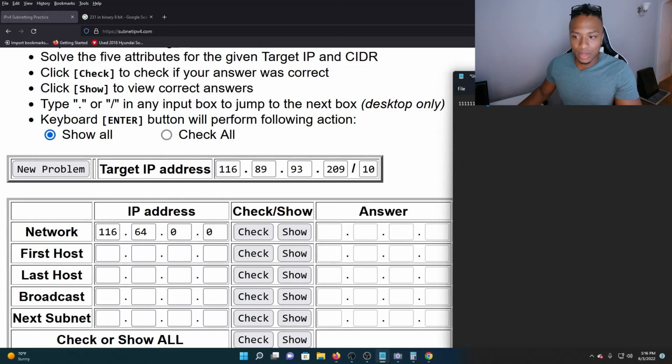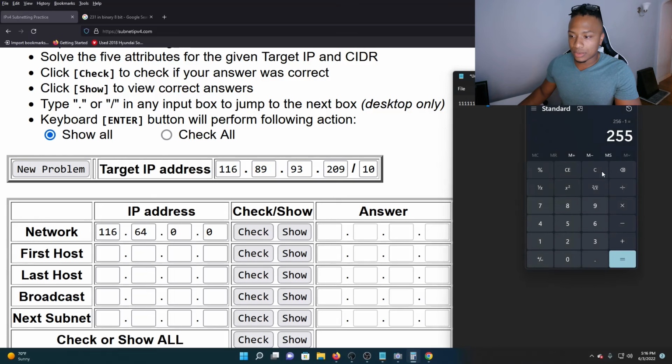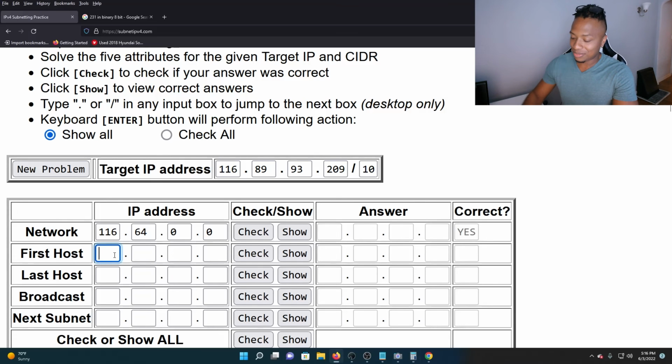Again, I know that because 89 doesn't fall between 0 and 64. 0 plus 64, you have to start at 0, as you can see. But 89 is between 64 and 128. So we're just doubling the magic number always to find a network address. And once we find that network address, everything else is so easy, guys. Trust me, we know the first host is just +1.